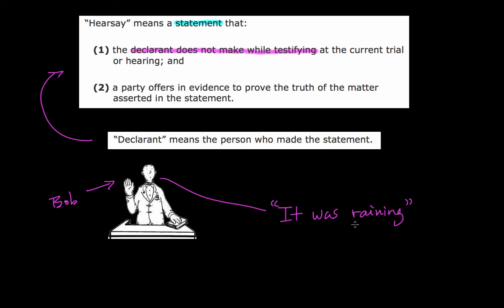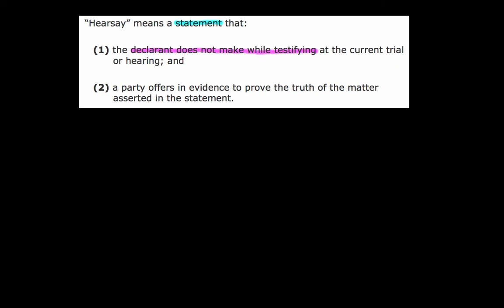But this statement, "it was raining," is the statement that he's making right now. It's his current recollection of the circumstances of that day. And the declarant, Bob, is making this statement, "it was raining," while he's testifying. And so this statement would not be considered hearsay. All right, so now let's look at the next requirement of hearsay.